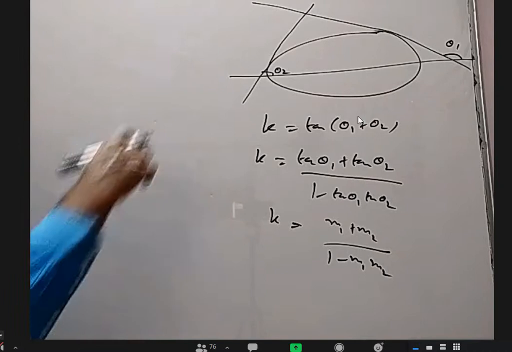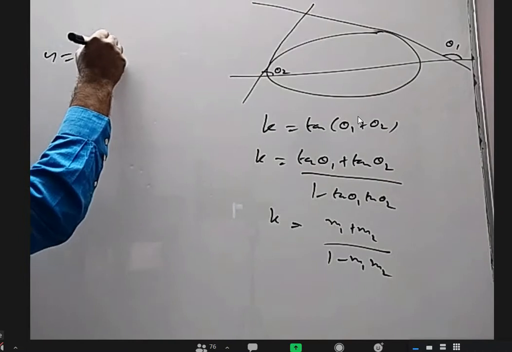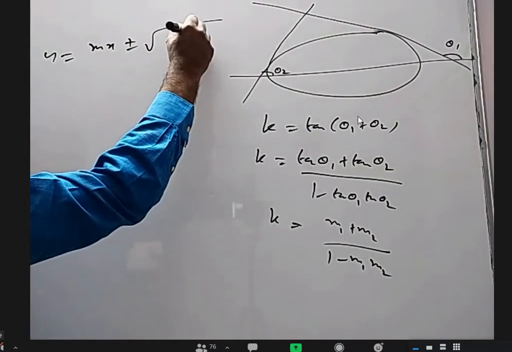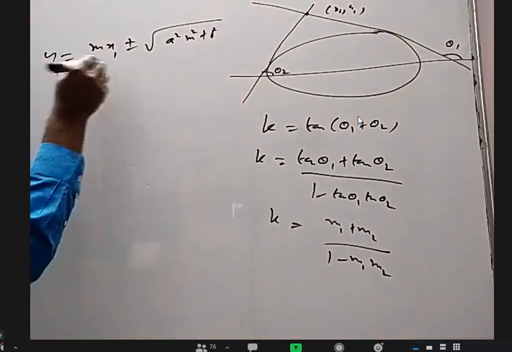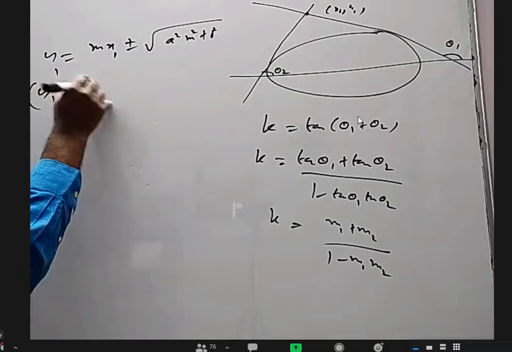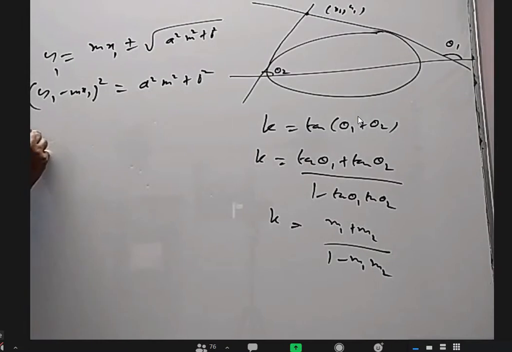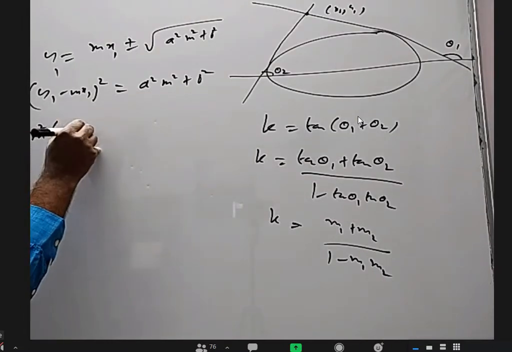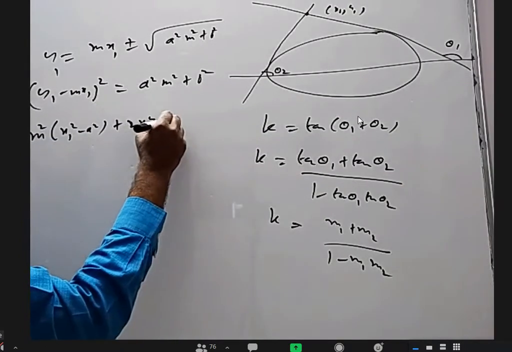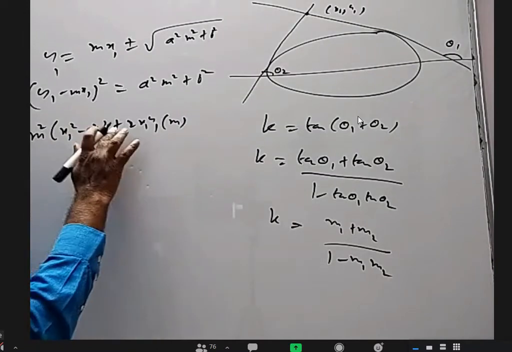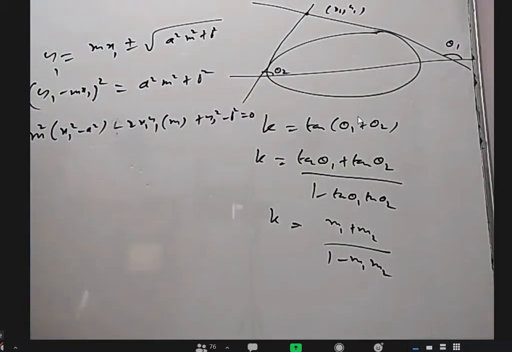Coming to this, if I take the general tangent, y equal to mx plus or minus square root of a square m square plus b square. Take this point as x1, y1, put it here, bring this side and square it, we'll get (y1 minus mx1) whole square equal to a square m square plus b square. If I bring it to the left side, I'll get m square into (x1 square minus a square) plus 2x1 y1 into m minus 2x1 y1 into m plus y1 square minus b square is 0.